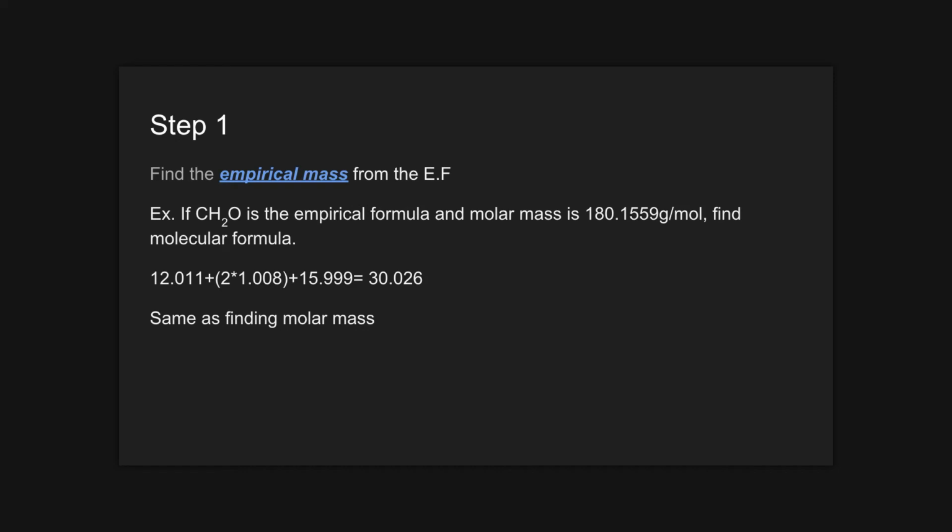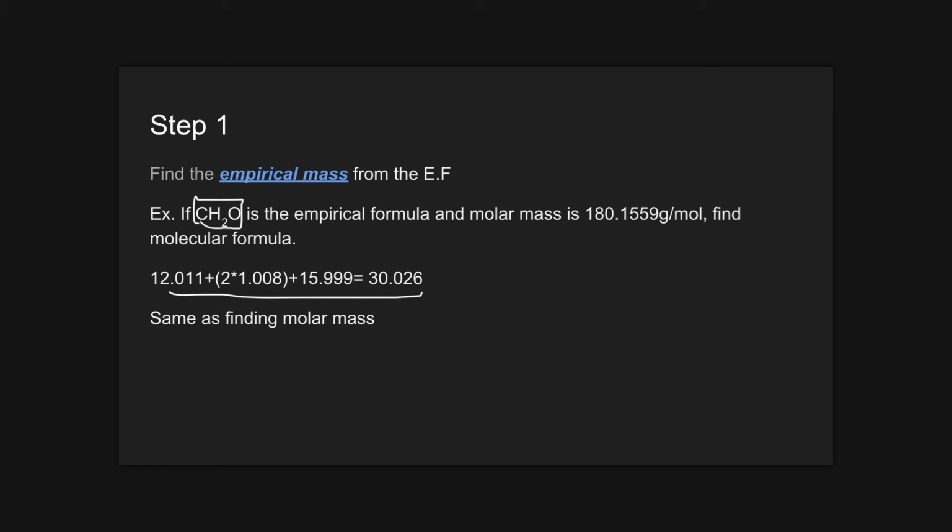So step number 1, you are going to find the empirical mass. So what is empirical mass? Empirical mass is basically the same concept as molar mass. So if you remember how to find molar mass, then you already know how to find empirical mass. Empirical mass is basically you take all the elements, find their individual masses from the periodic table, and add them up. So I've solved an example for you. If you want, you can pause the video and glance over it, make sure that you understand what we mean by empirical mass.